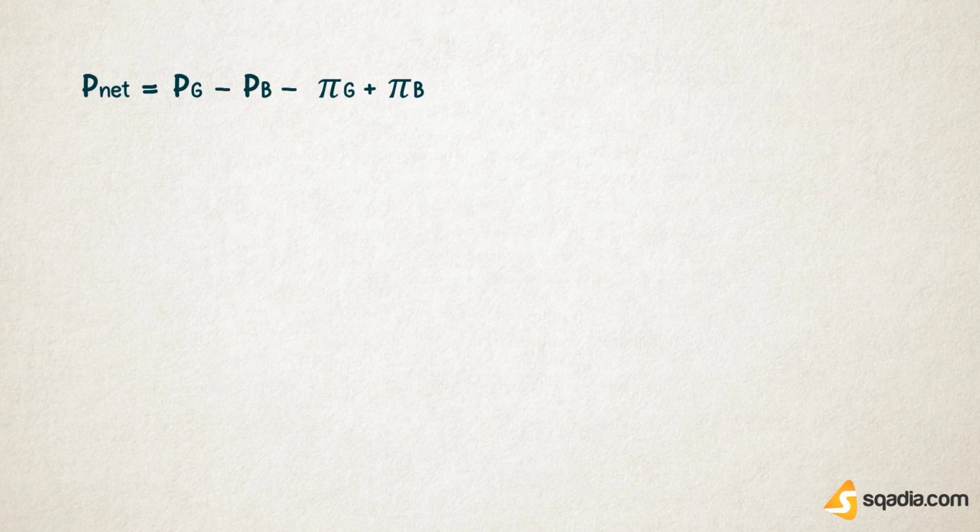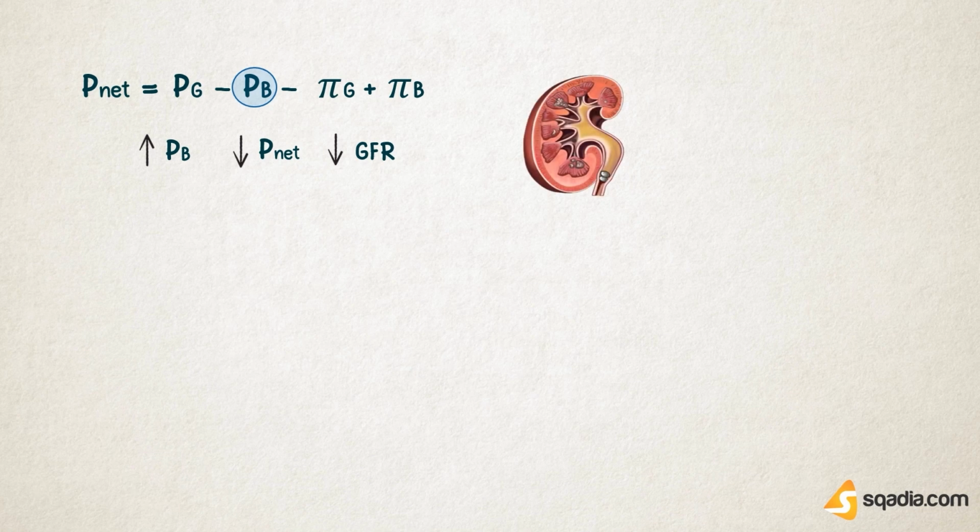There are other parameters that can be modulated to bring about changes in the GFR, which include the hydrostatic pressure within the Bowman's capsule. So whenever there is an increase in the hydrostatic pressure of the Bowman's capsule, the net filtration pressure will decrease, causing an ultimate decrease in the glomerular filtration rate. And it usually occurs in conditions such as urinary tract obstruction, for example, kidney stones, in which the pressure in the Bowman's capsule will be increased, causing an ultimate decrease in the glomerular filtration rate.